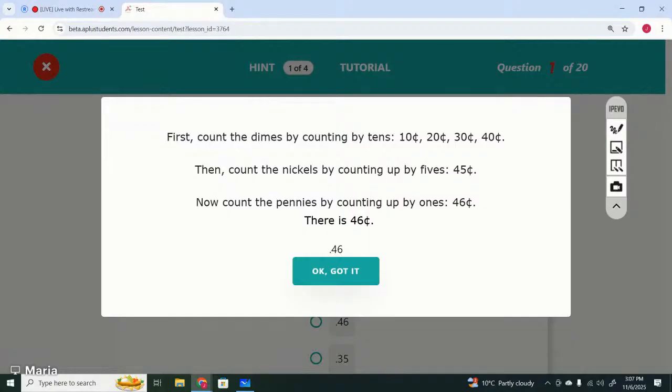Okay, we need to count by dimes. Dimes we can count by 10, so 10, 20, 30, 40, four dimes we have, right? Then we need to count by nickel. We have only one nickel, so we can count the nickel by 5. So that is 45 cents. And then we have only one penny. So the penny is 1. That is 46 cents. Got it? Okay, let's just move on to the next question.